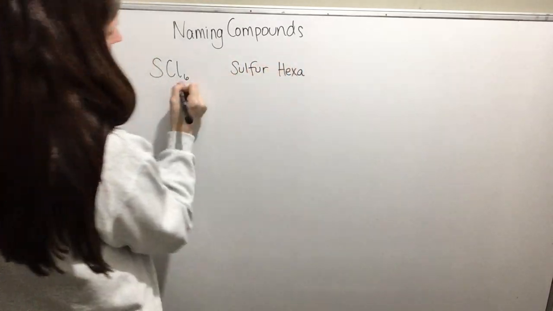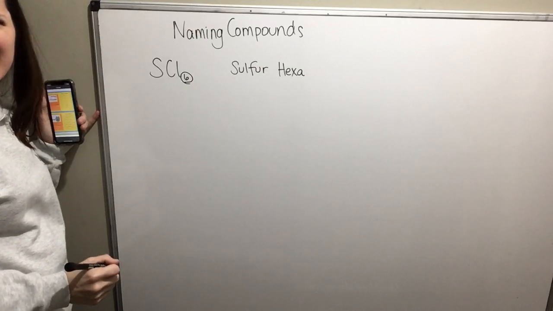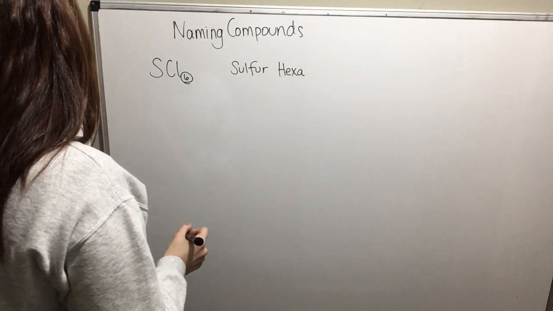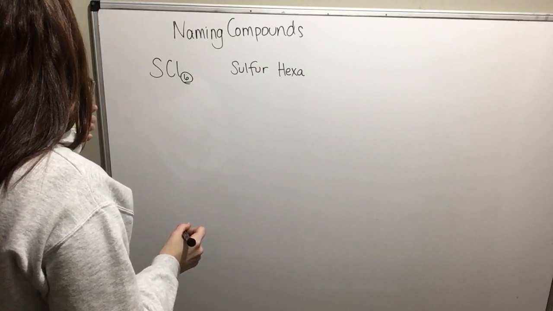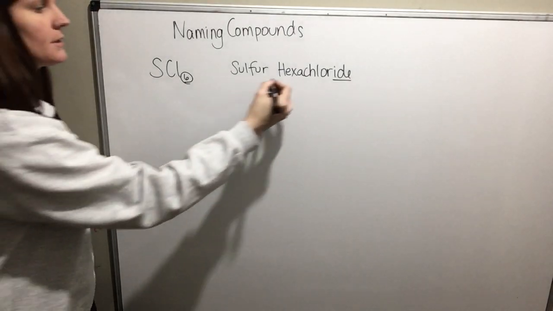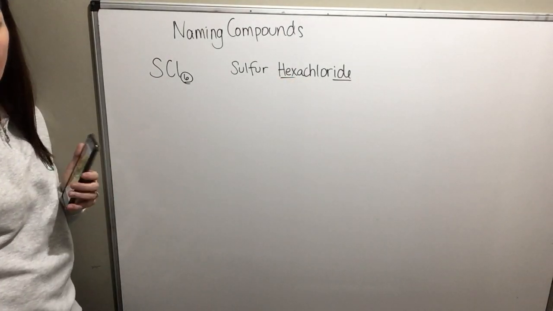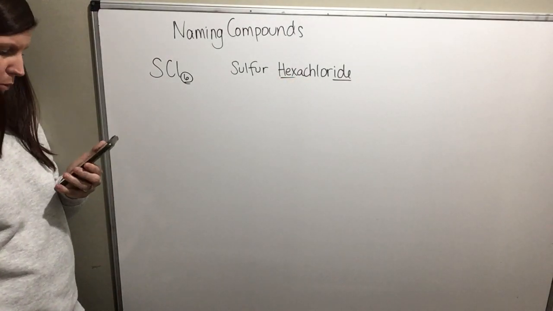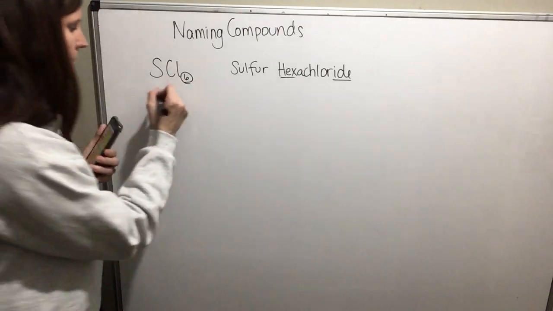hexa. How do I know it's hexa? Because of the 6. Okay. And hexachloride. You add the "ide" there when you use these prefixes, okay? So the first one should be sulfur hexachloride.